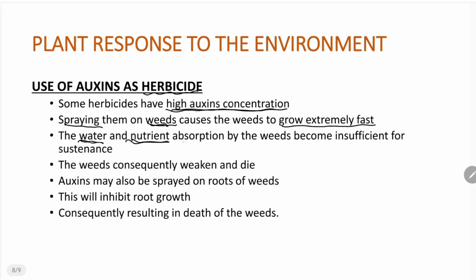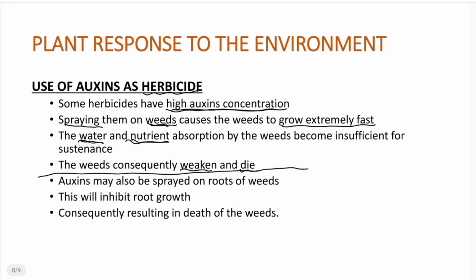Now, because it is going to be insufficient, the plant is consequently going to become weak. Not only weak, but it will eventually die, right? So by using auxins, we are able to kill these weeds because we cause them to grow extremely fast. But when they grow extremely fast, then the intake of water as well as the nutrients is going to be insufficient. Because it is now insufficient, the plant will become weak and it will consequently die. Right. So this is when we've sprayed these herbicides on the shoot, on the leaves, on the stems.